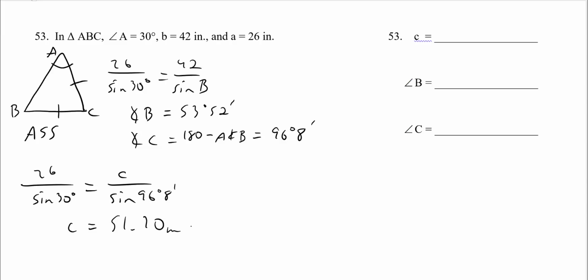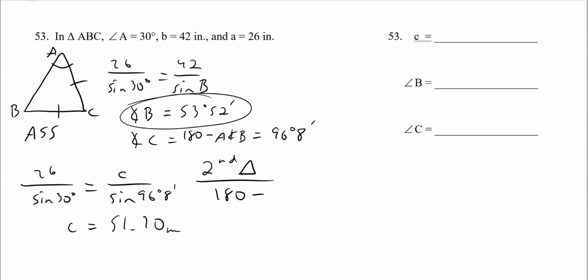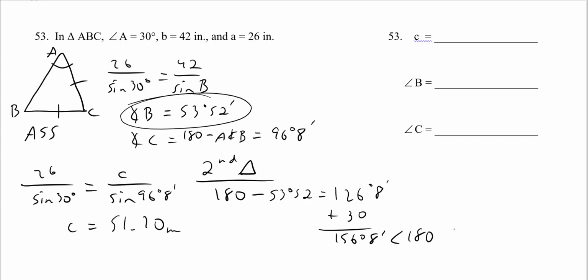Now we need to check to see if there's a second triangle. Remember what we're going to do is 180 minus that first angle we found. 180 minus 53 52 gives us 126.8. Then I'm going to add that to the given angle, so plus 30. That's 156.8. So it's less than 180, so we have a second triangle. That's all it is. It's very simple. So our new angle B is 126.8. That's our angle B2.